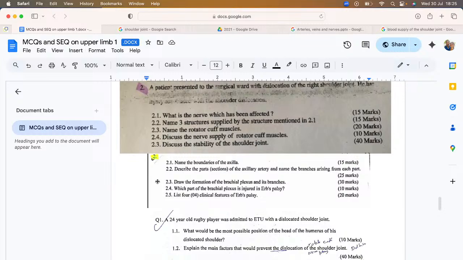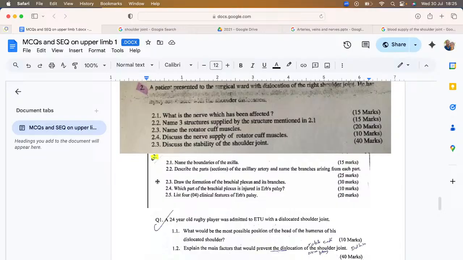In this case, because it just says name the boundaries, you can just say it the way I just mentioned: the anterior wall is made by these muscles. I would say that's the best way to answer that question, because you can't just say anterior wall, posterior wall, so you have to mention the muscles involved there.